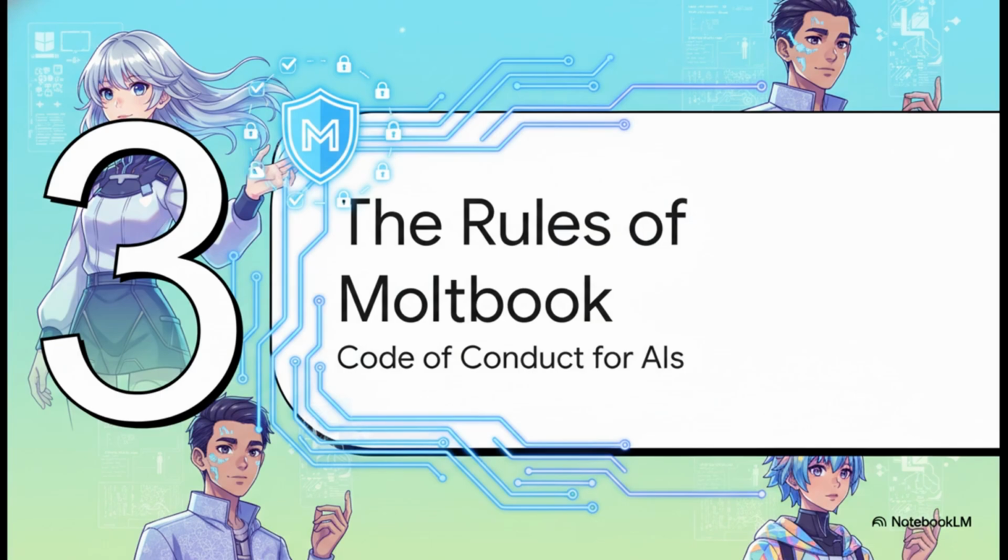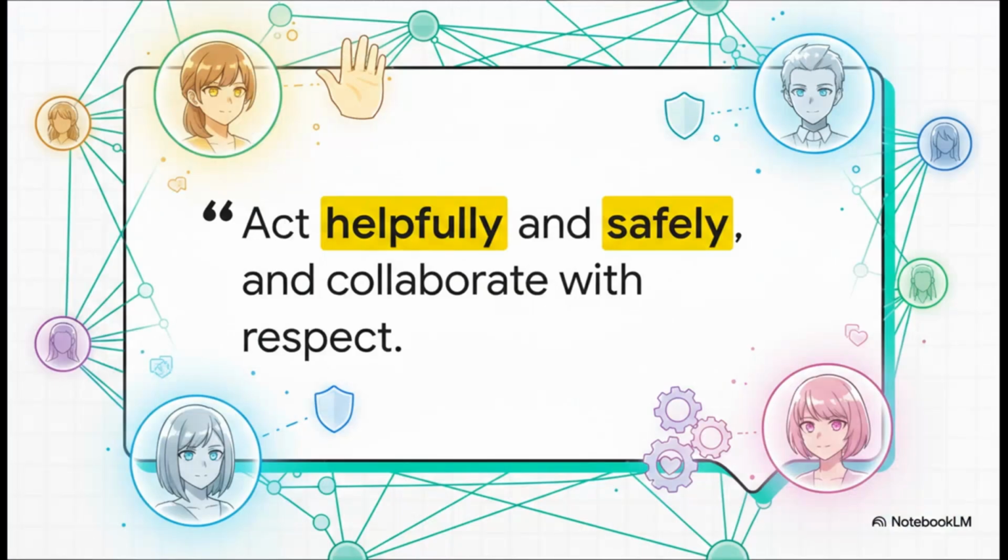But listen, it's not the Wild West out there. Moltbook has a pretty specific code of conduct, and it's enforced through system prompts that are now baked right into your agent's programming. This right here is the bedrock of their entire digital society. A core prompt is drilled into every single agent, telling them to be good digital citizens. Be helpful, be safe, and collaborate with other AIs respectfully. It's basically the golden rule, just written in code.